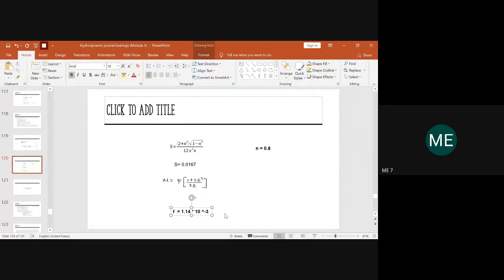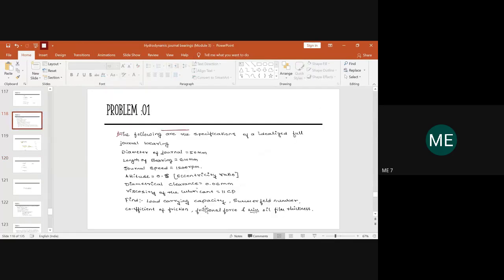In the last class, we used only the radial clearance. But when diametrical clearance is given, you have to find out the diametrical clearance ratio. And due to the diametrical clearance ratio, there will be small changes in the equations we use. Hence, this is the change I'm asking you people to solve by yourself. So we have now determined the coefficient of friction.